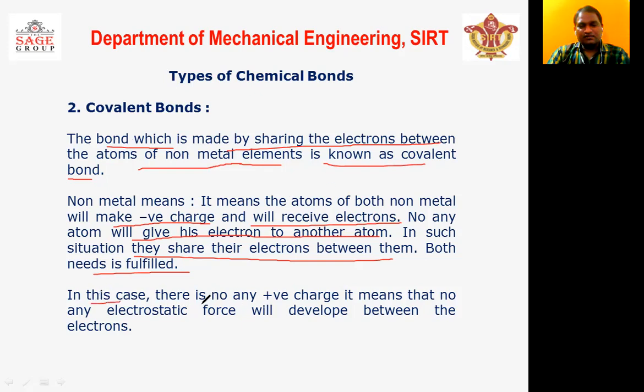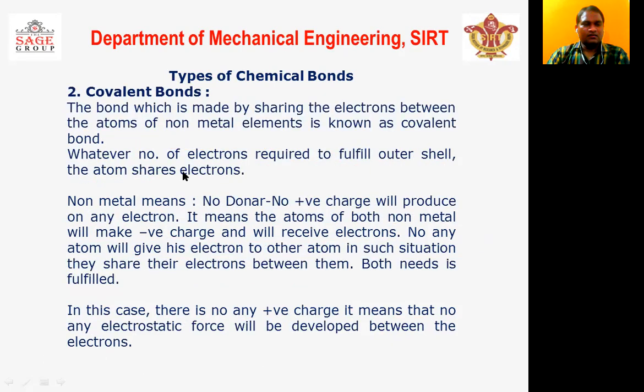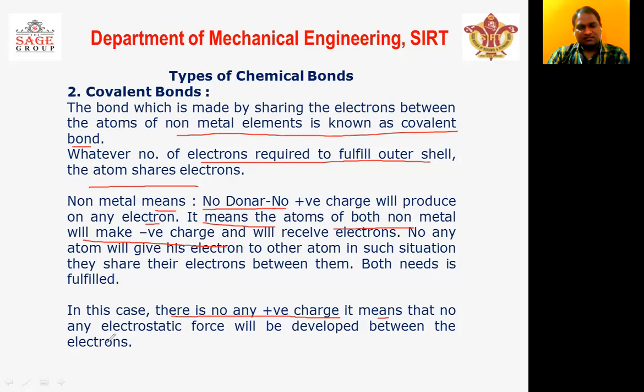In this case, there is no positive charge, so no electrostatic force will be developed between them. So the bond which is made by sharing the electrons between the atoms of non-metal elements is known as covalent bond. Whatever number of electrons is required to fill the outer shell, the atom shares electrons. Non-metal means no donor, so no positive charge will be produced. The atoms of both non-metals will make negative charge, as we have already discussed, and there is no positive charge, which means no electrostatic force.